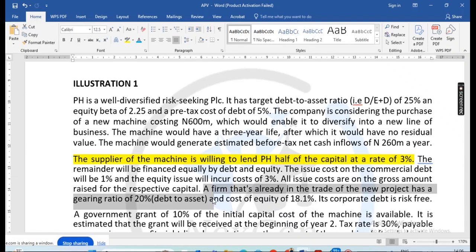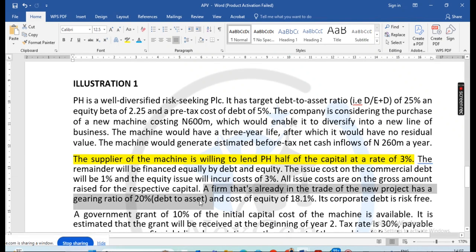A firm that is already in the trade of the new projects. We have what? Debt to assets. You can see this debt to asset gearing was not defined. Is it debt over, like the way they defined the first one?